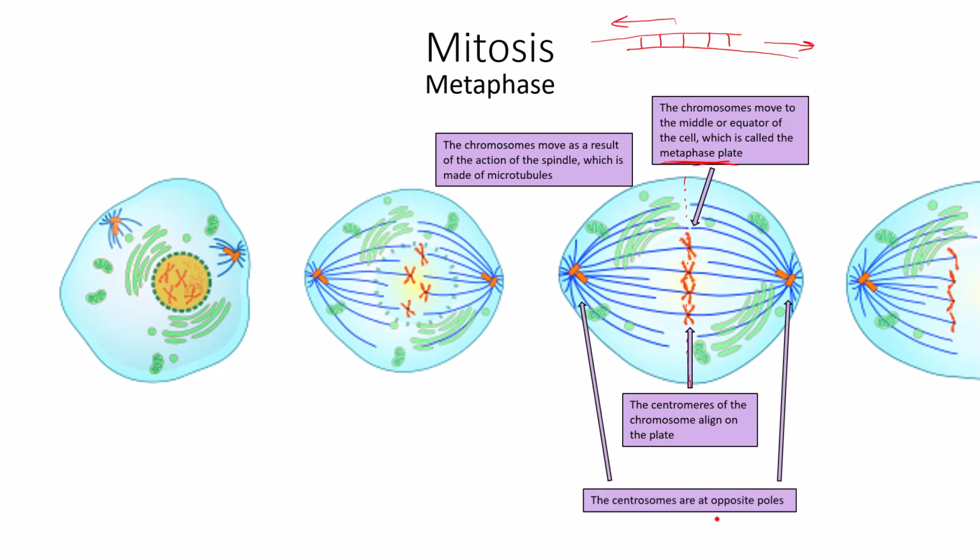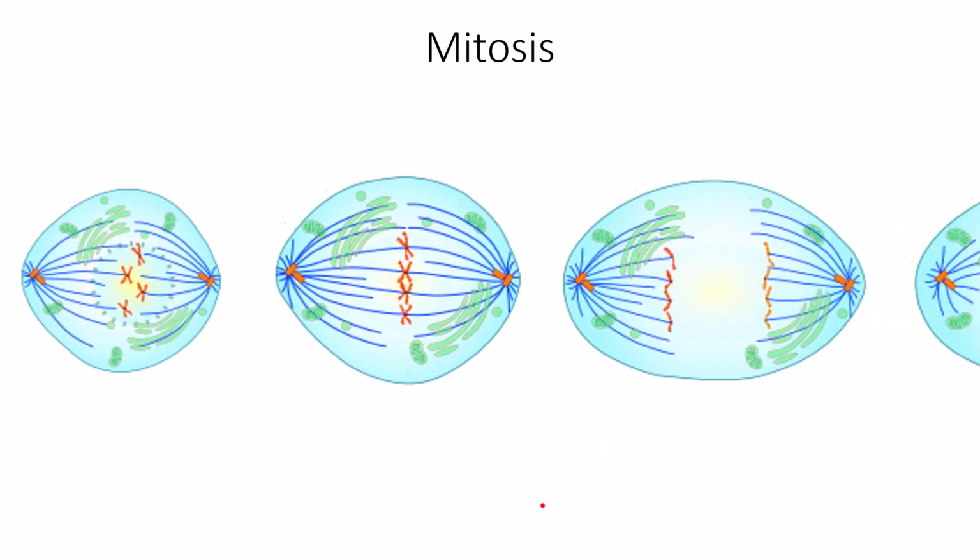The centrosomes are at opposite poles. They have ended their migration. In prophase, they obviously were migrating. In metaphase, they ended their migration. The centrosome is completely set. The spindle apparatus is completely set. All of the chromosomes have lined up, and the microtubules have completely attached to all of the kinetochores of the centromeres, and we are ready for anaphase.